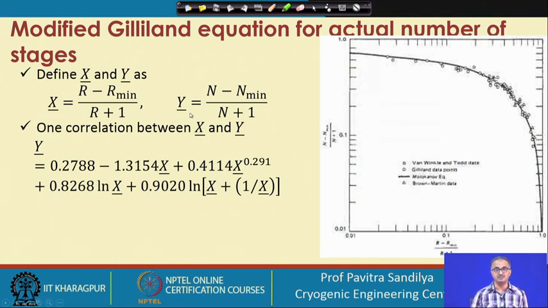Now many analytical expressions have also been given. One of them is given here, showing how to correlate this y with the x. There are several other relations also proposed in the literature. This is one of the equations used for finding the number of real stages from the reflux ratio.